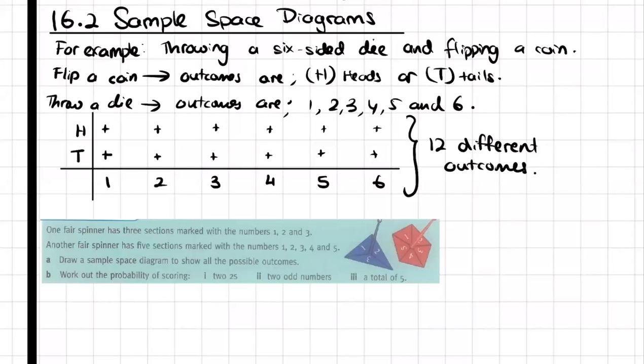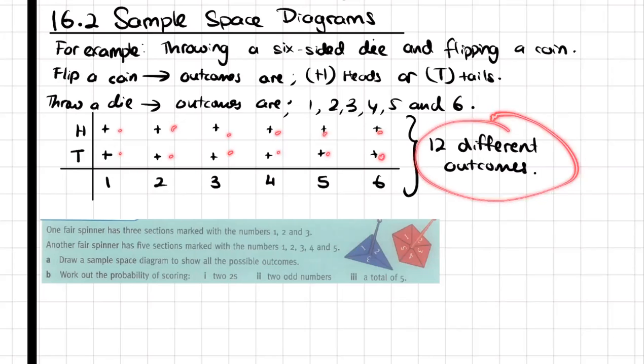All right, so you can use a plus. If you don't like the plus, you can use an asterisk if you want to, but normally for a sample space diagram, they use a plus sign because it shows that this is intersecting with this. Okay, so you can see 1, 2, 3, 4, 5, 6, 7, 8, 9, 10, 11, 12 different outcomes.